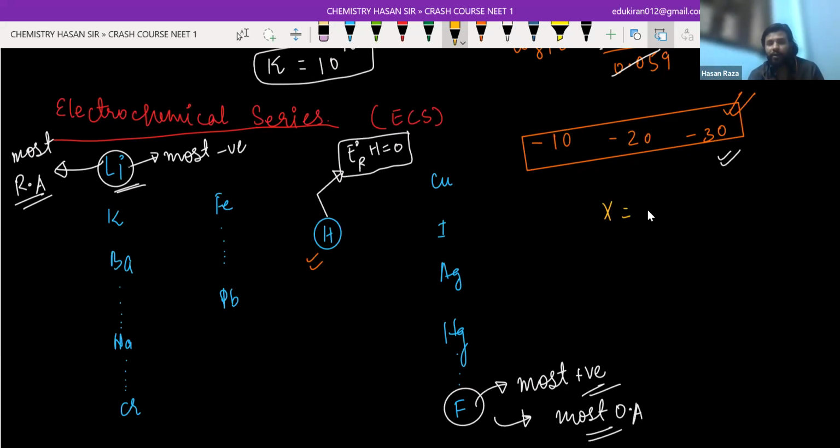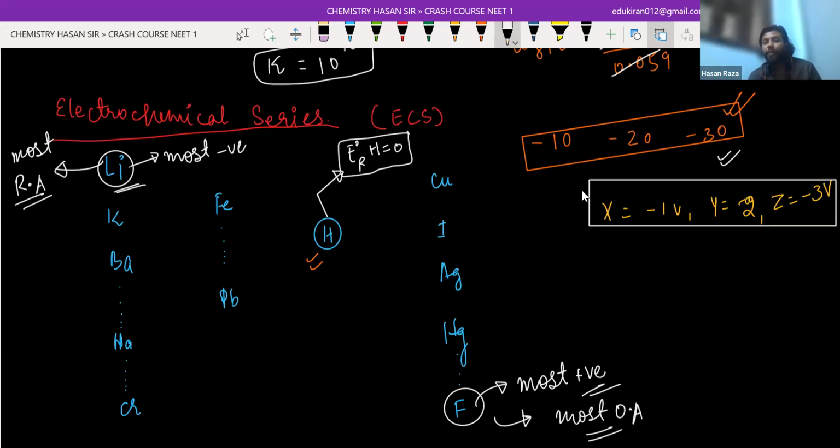Let's say I give you X equal to -1 volt, Y equal to -2 volt, and Z equal to -3 volt. If I ask which one of the following has the most oxidizing power, the most oxidizing agent, it is the one with the greater value of E naught R. Out of these three, this has the greater value because it is -1. So this will have the most oxidizing power. Is that clear, everyone? Yes, sir.